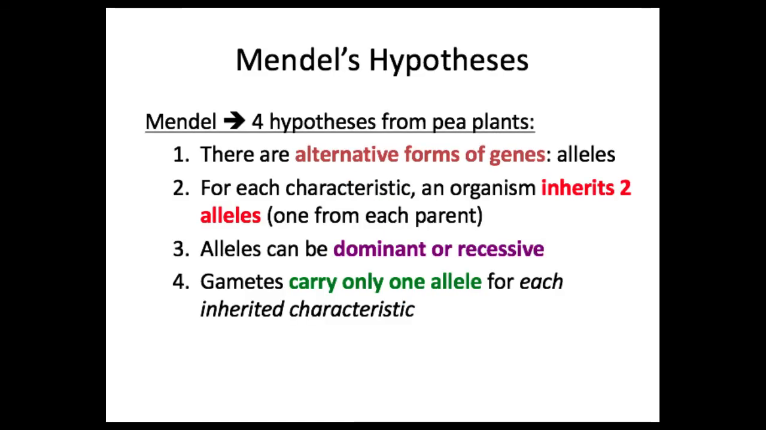In summary, Mendel had 4 hypotheses, and we're going to use the modern terms of genetics and apply them to these hypotheses. Number 1, there are alternative forms of genes called alleles. Number 2, for each characteristic, an organism inherits 2 alleles, which is to say 1 from each parent. Number 3, alleles may be dominant or recessive. And number 4, gametes carry only 1 allele for each inherited characteristic.